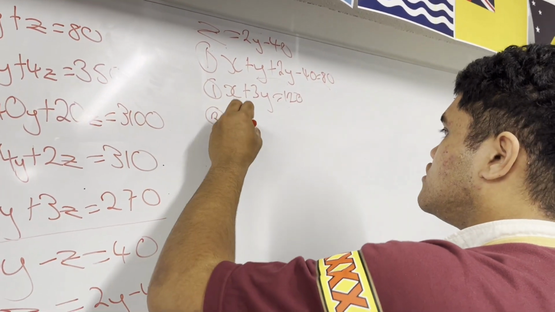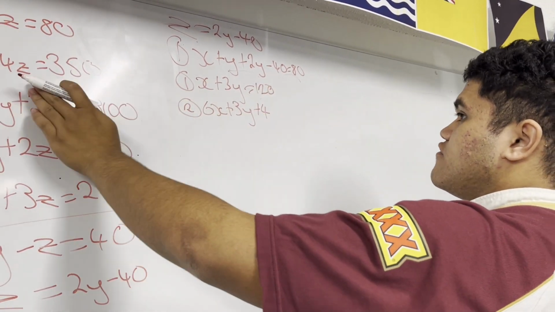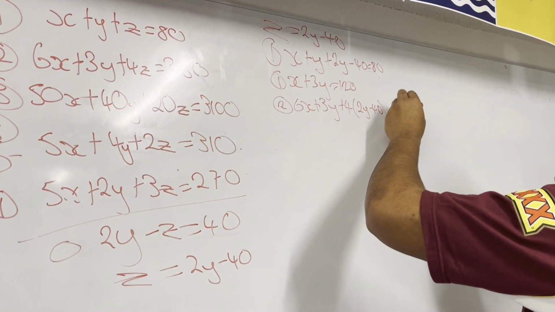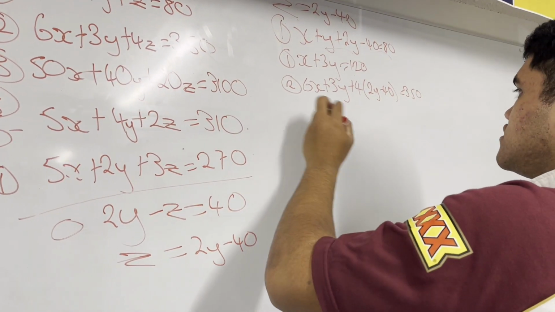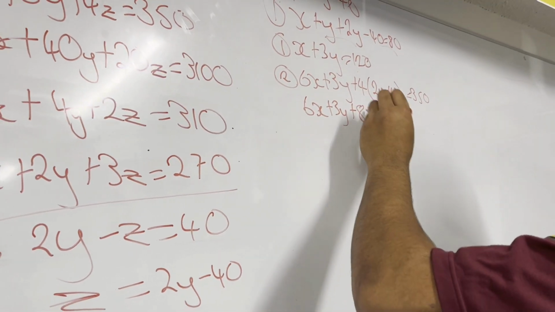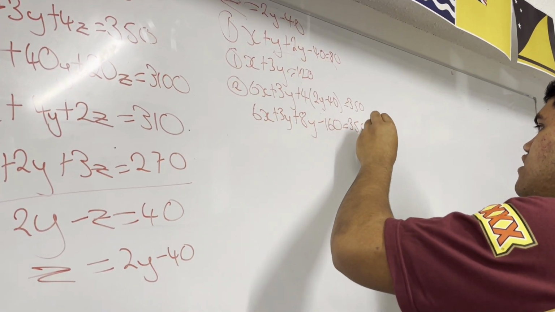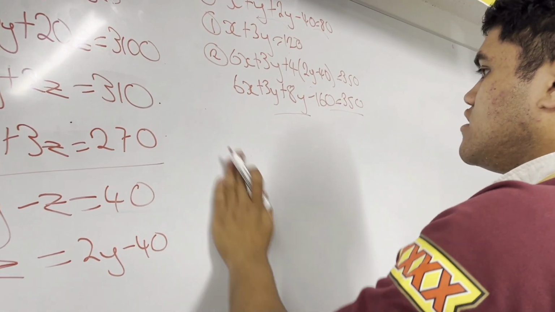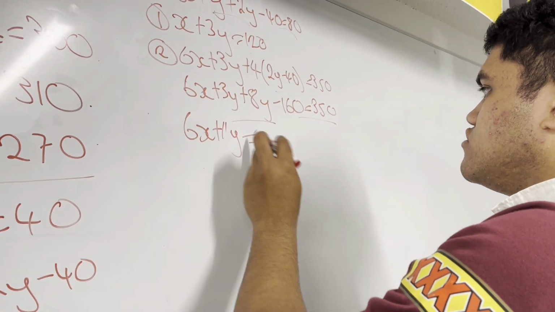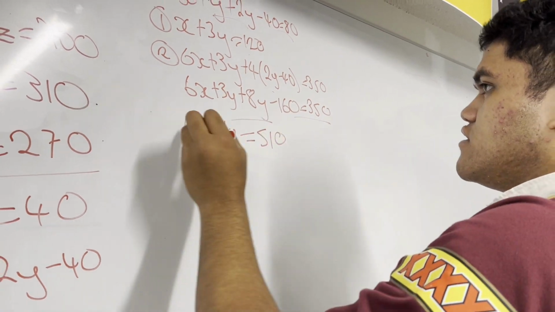Equation 2: 6x plus 3y plus 4z. With the coefficient of z being 4, we're going to multiply 2y minus 40 by 4, equals 350. And simplifying this, the bracket gives us 6x plus 3y, and then 4 times 2y is 8y. 4 times negative 40 equals negative 160, equals 350. Now you can see the like terms here, of the y and the numbers. So it gives us 6x plus 11y minus 160 equals 350. Move it to the other side: 350 plus 160 equals 510. Gives us our equation 2.